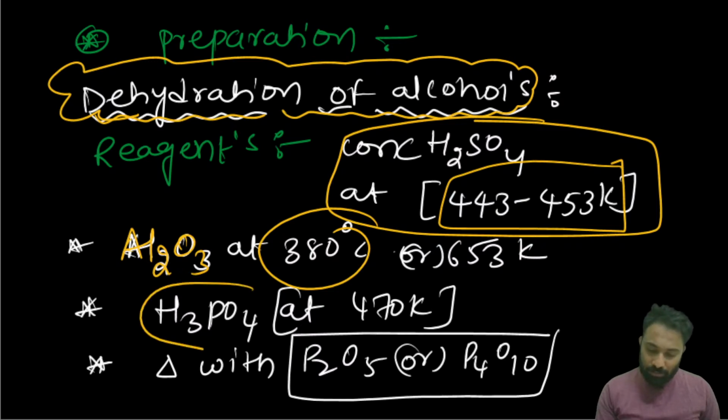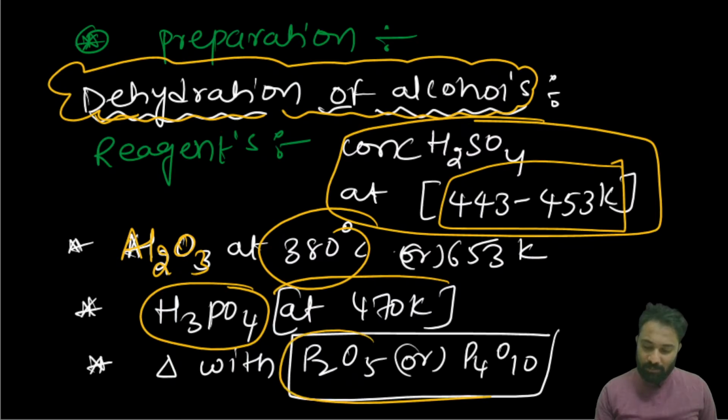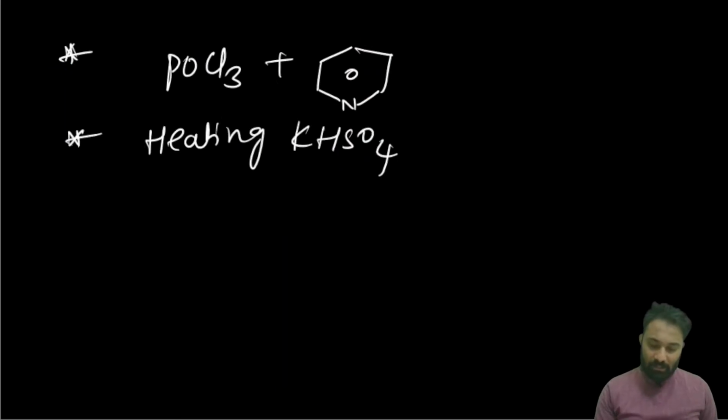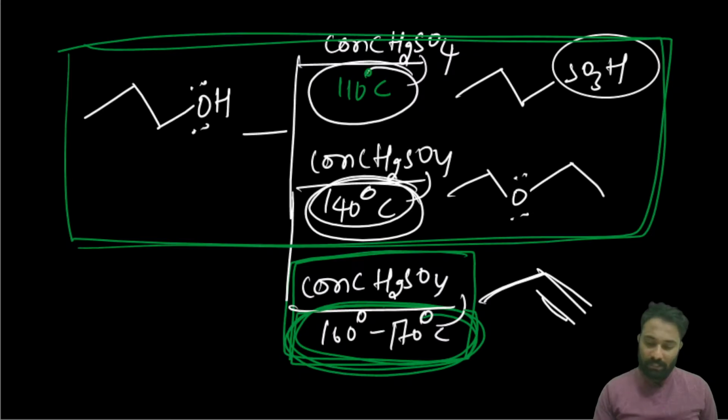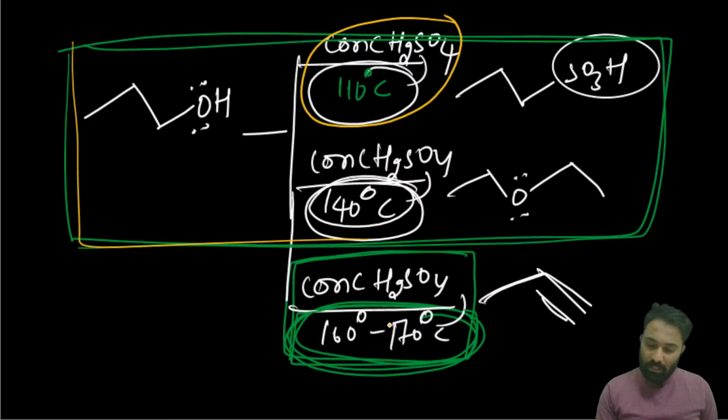we are going to use H3PO4 at high temperature. Next, phosphorus pentoxide at high temperature. Next, another two reagents. These are some reagents we are going to use. Clear? Now if we take concentrated H2SO4 at different temperatures, what different products are we getting? Already we have seen. Done. Only at high temperature are we getting the alkene.